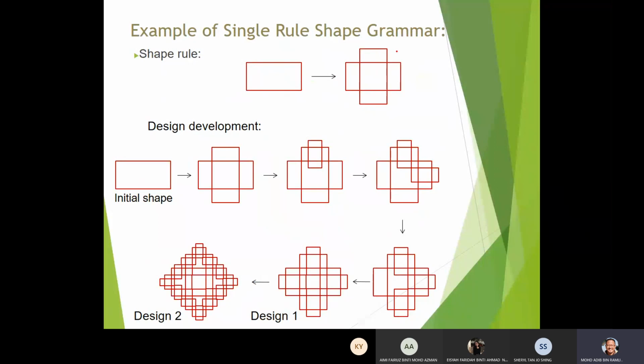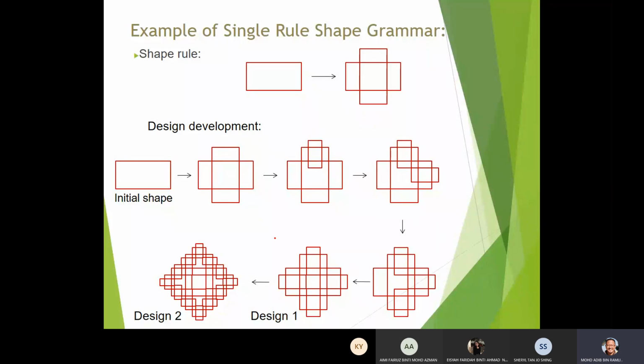You can also apply the rule to the newly created shape. In this case, you start off with this initial shape here, and then you apply the rule. The first time you apply, you get this, and you can actually apply the same rules to all these 4 smaller rectangles. So here you apply, you get this. And this one you apply, you get that. You keep applying the rules. Then you apply again, you get this. And then you get this. So that could be regarded as design number 1.